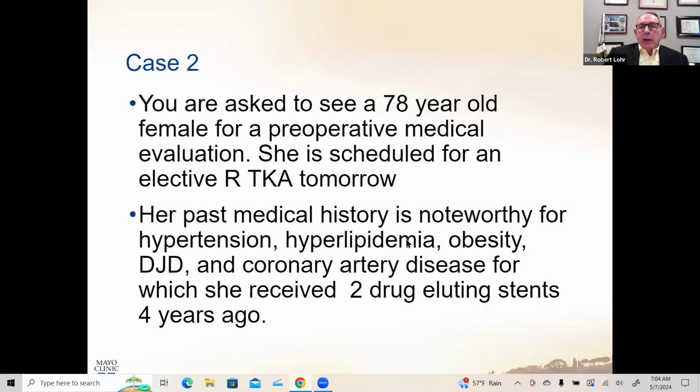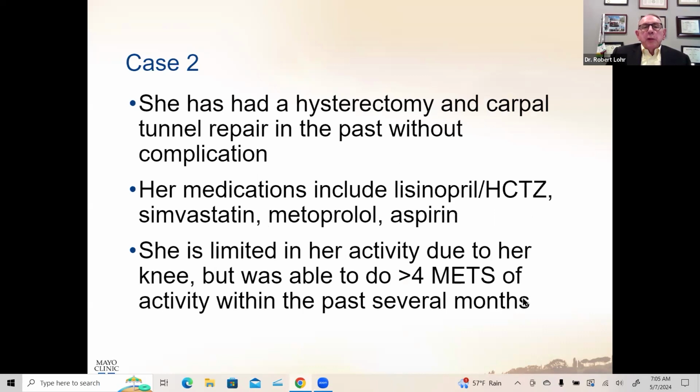Next is a 78-year-old female who is going to have a right total knee arthroplasty tomorrow. Her past history is a little more significant. Noteworthy for hypertension, hyperlipidemia, obesity, degenerative arthritis, and coronary artery disease, for which she has, I should say, 2 drug-eluting stents, and they were placed several years ago. So she's on single antiplatelet therapy at this time. She had a hysterectomy and carpal tunnel repair in the past without complication.